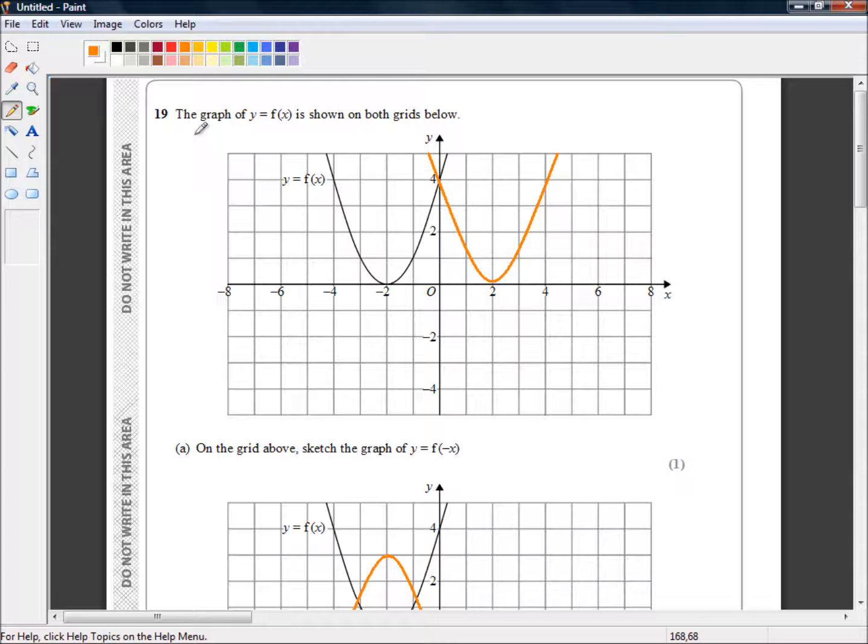This is the new style GCSEs that go from grades 9 through to grade 1. This is paper 1MA1/2H. It's the second paper in the higher tier and we're picking up in question 19.